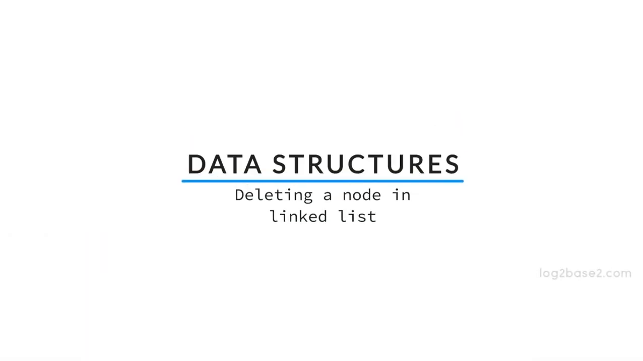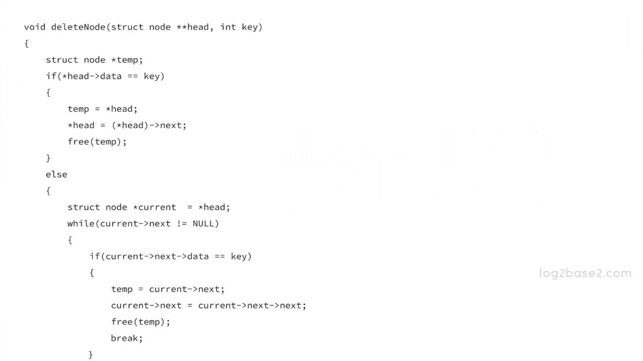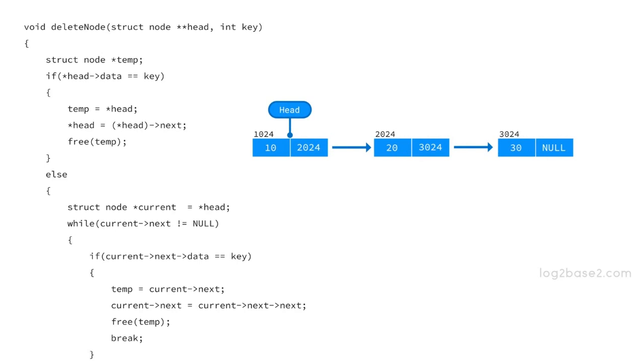Hi friends, in this video we are going to learn how to delete a node from a linked list. So this is the code to implement this program. We have the function delete node to perform this task. Here we have a linked list of nodes with values 10, 20 and 30 where 10 is the head. First of all, what you want to do is find the key in the linked list and delete it.